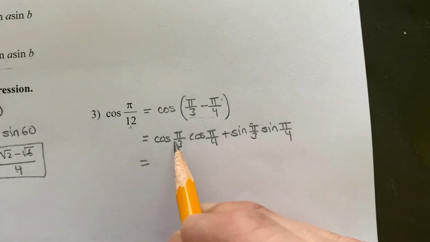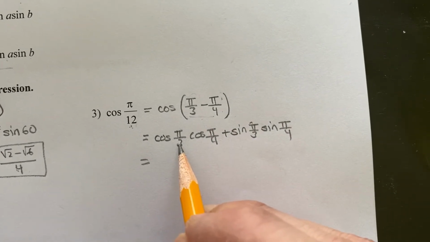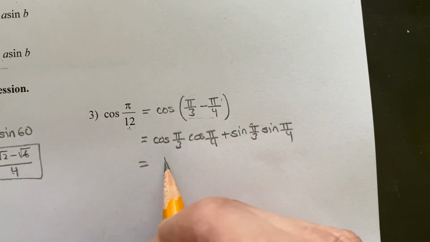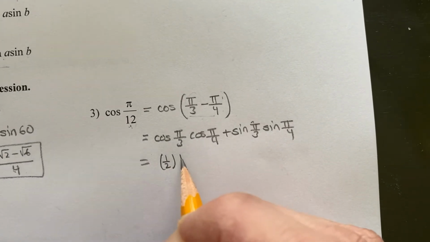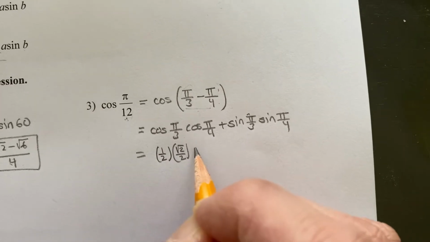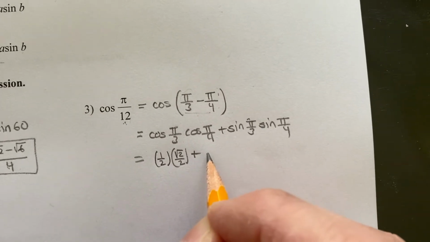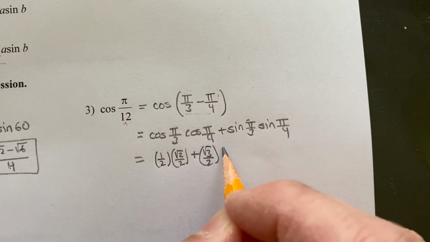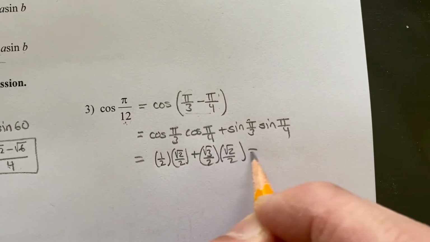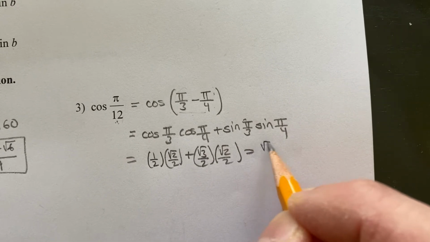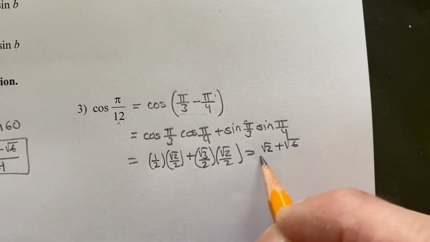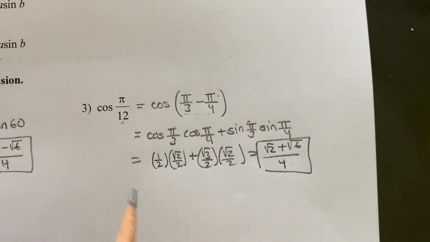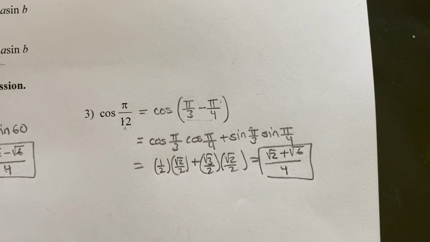So let's do that. Cosine of pi over 3, or cosine of 60 degrees, is 1/2. Cosine of pi over 4 is root 2 over 2. Sine of pi over 3 is going to be root 3 over 2. And then sine of pi over 4 is root 2 over 2. If you simplify over here, you're going to get root 2 plus root 6 all over 4. And that would be your exact answer for cosine of pi over 12.